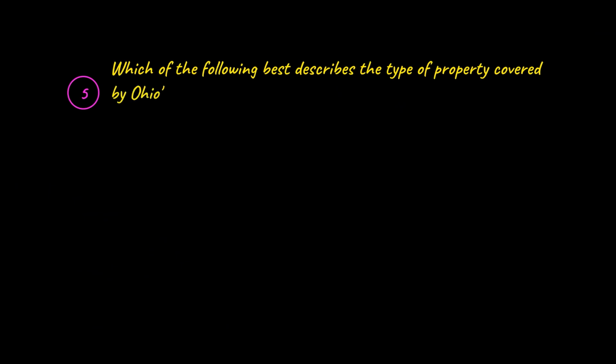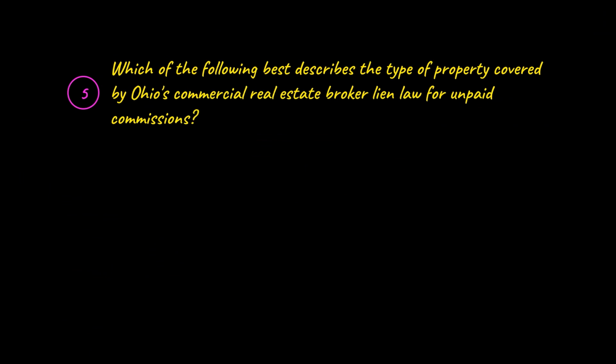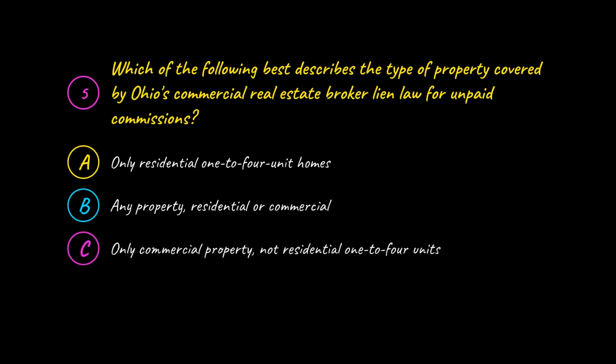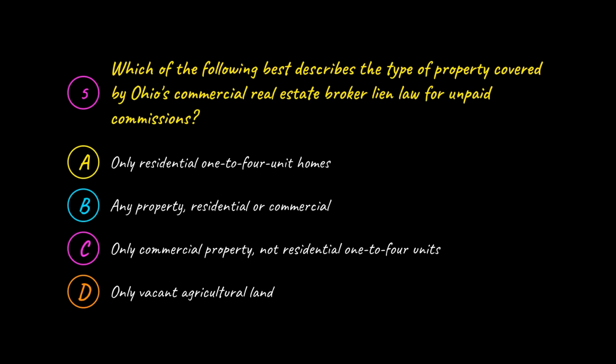Question 5. Which of the following best describes the type of property covered by Ohio's commercial real estate broker lien law for unpaid commissions? Your options are: A. Only residential 1 to 4 unit homes. B. Any property, residential or commercial. C. Only commercial property, not residential 1 to 4 units. D. Only vacant agricultural land. Pick one. Trust your gut.